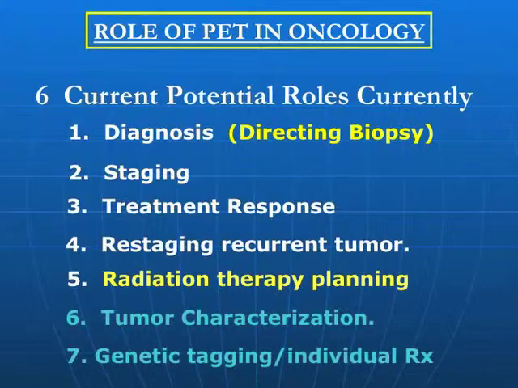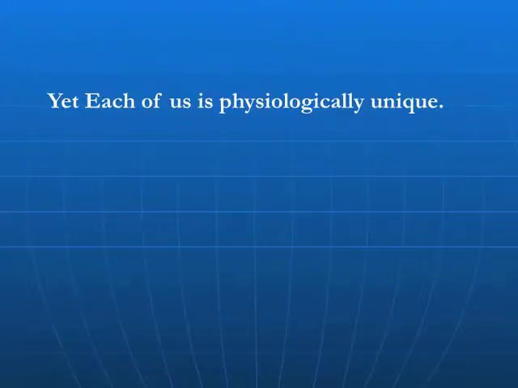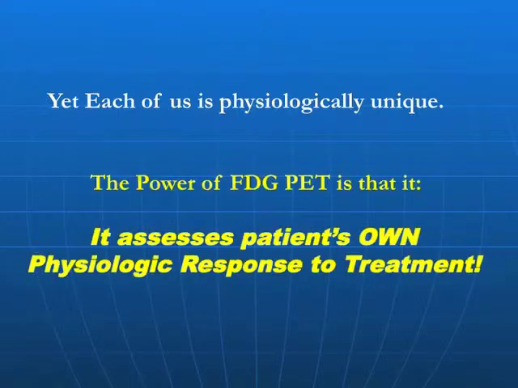It's definitely used in radiation therapy planning. You can dramatically reduce the amount of radiation therapy fields to a cancer patient by 60% or more by combining the PET with the CT planning, but not if you live in Ontario. Now, the point is each one of us is physiologically unique, and the power of FDG PET is that it assesses the patient's own physiological response to treatment.